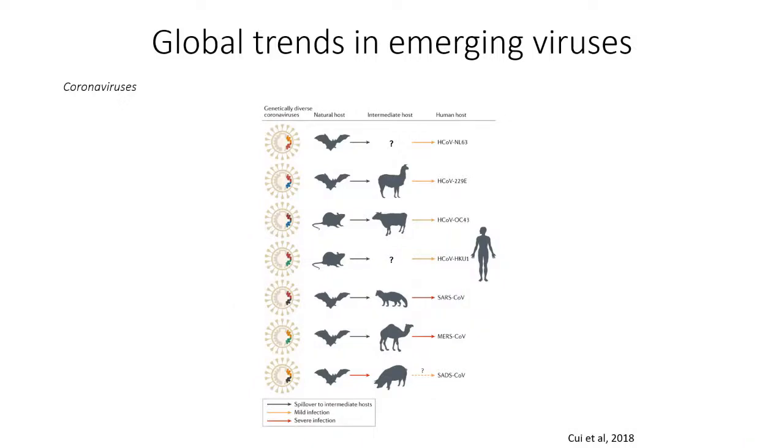So there are actually human coronaviruses, and before SARS-2 coronavirus, there were seven coronaviruses already known to be infecting humans. All of them have their natural host, either bats or rodents, and many of them also tend to have intermediate hosts. For most of those viruses, we have been able to identify their intermediate hosts, but for some of them, we haven't been able to identify their intermediate hosts.